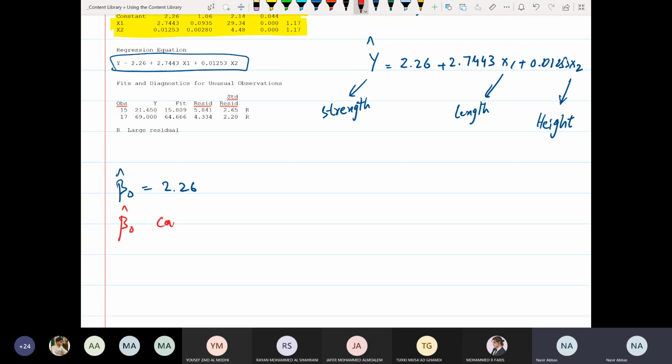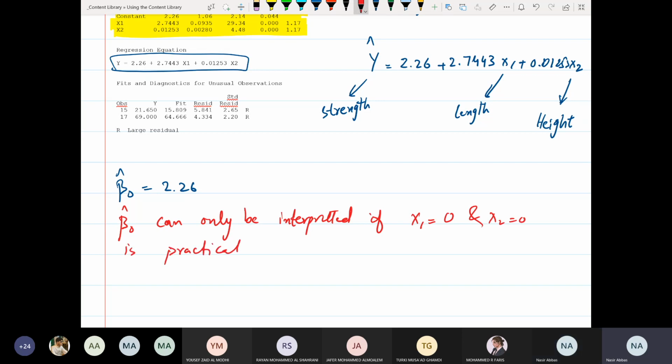Beta naught hat can only be interpreted if x1 equals 0 and x2 equals 0 is practically possible. And if it is practically possible to have x1 equals 0 and x2 equals 0, then this 2.26 is the value of y when x1 and x2 are both 0. When the length of the wire is 0 and the height of the die is also 0, and practically both of these things are not possible.